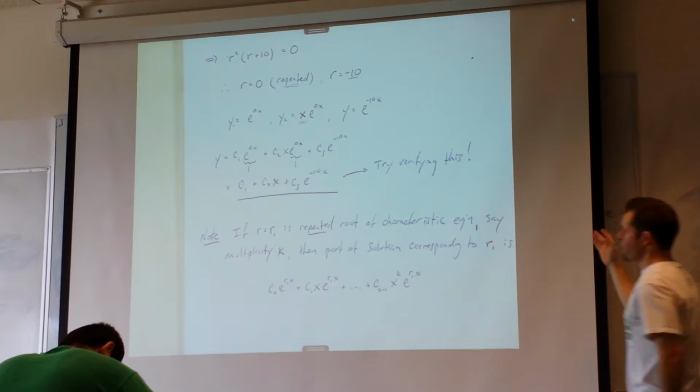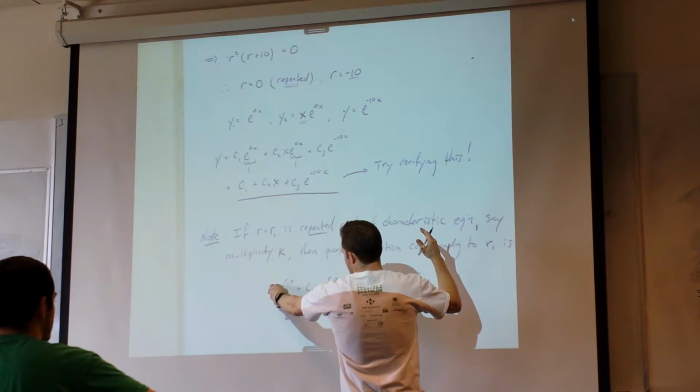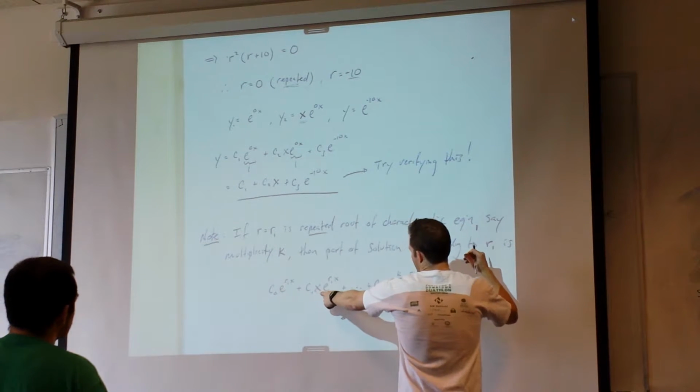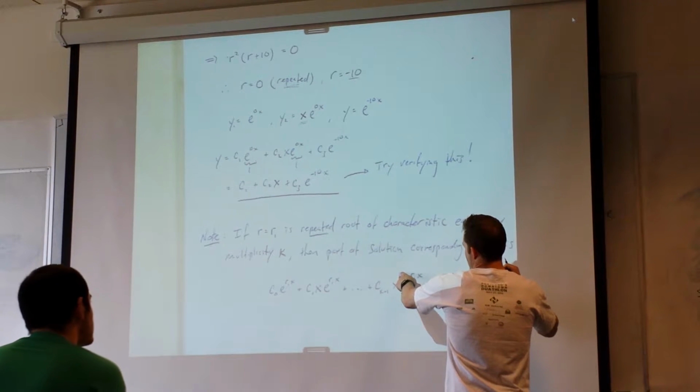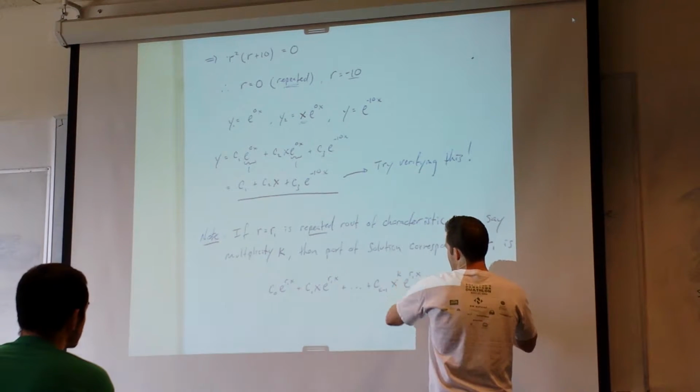So if it's multiplicity 5, you'd have a regular constant term plus x to the first, plus all the way up to x to the 4th e to the rx. So, oops, that should be k minus 1.